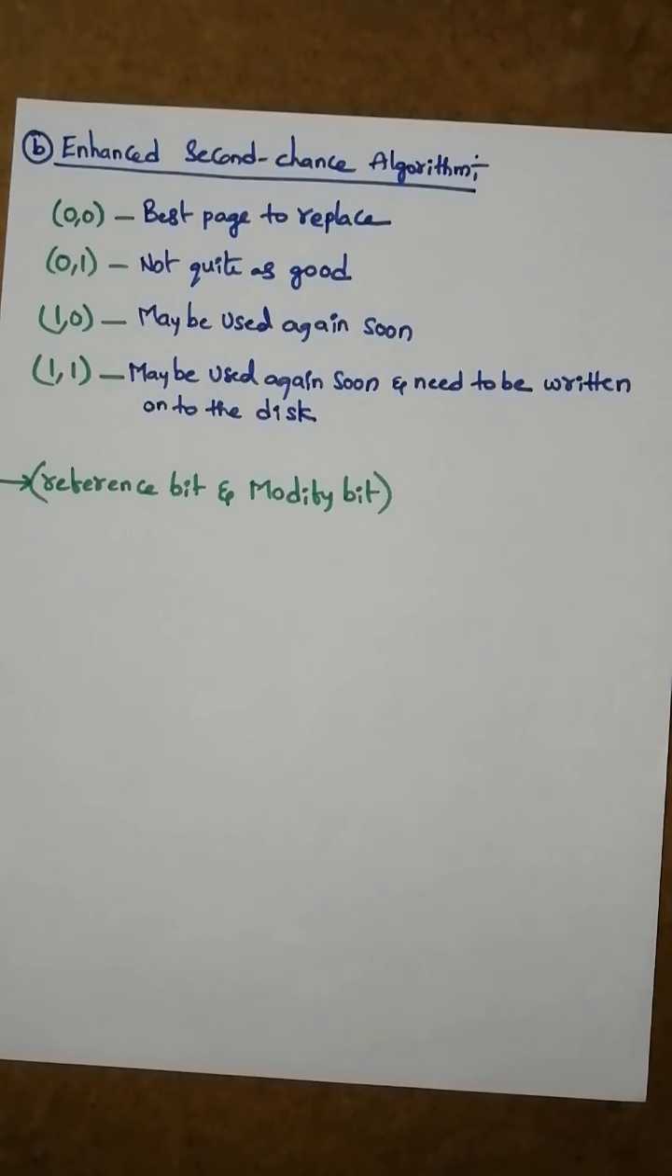It means it was used and modified, so to some extent it was used. Now it should be saved onto the disk. After that only can you replace that page. Imagine that it is not written into the disk, it is like temporary, so you can't replace that page. So out of these 4 options, the best page to replace is 0, 0. So this is called the enhanced second chance algorithm.